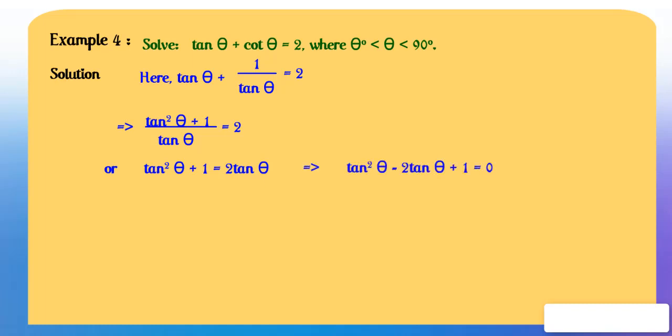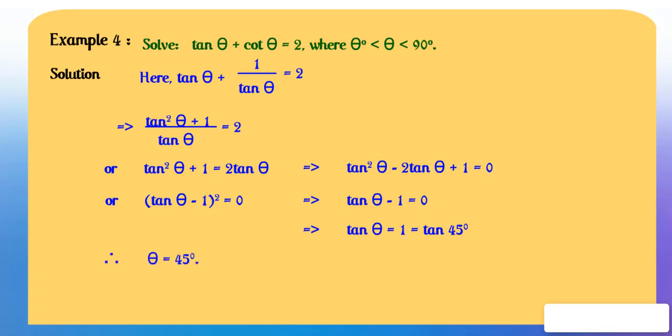This implies, bringing 2 tan theta to the other side, tan square theta minus 2 tan theta plus 1 is equal to 0. Or, tan theta minus 1 whole square is equal to 0. This implies, tan theta minus 1 is equal to 0. This implies, tan theta is equal to 1, or tan theta is equal to tan 45 degrees. Therefore, theta is equal to 45 degrees.